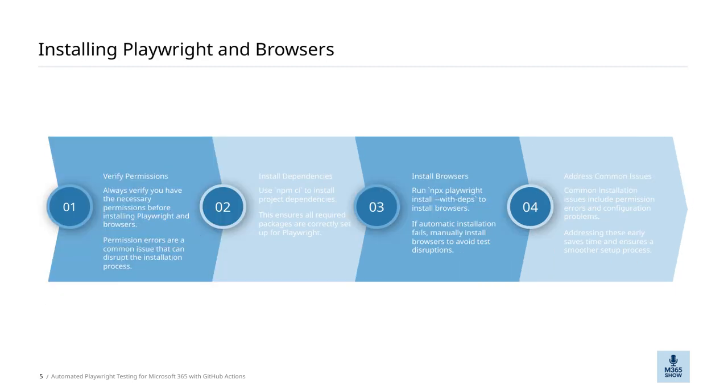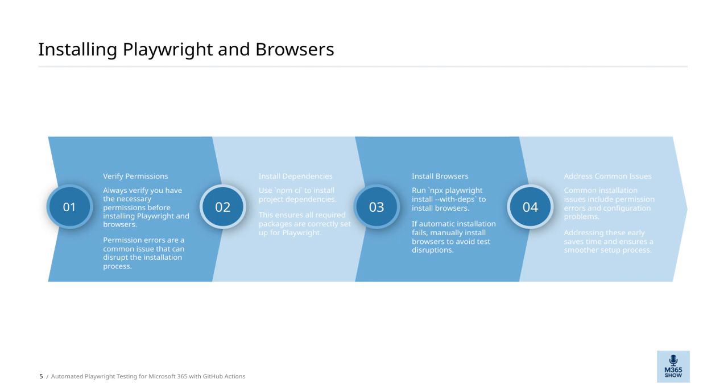Let's talk about installing Playwright in browsers. First, always make sure you have the necessary permissions before starting the installation. Permission errors are quite common and can really cause delays or failures in the process, so it's important to check this up front. Next, when installing your project dependencies, use the command npm ci.